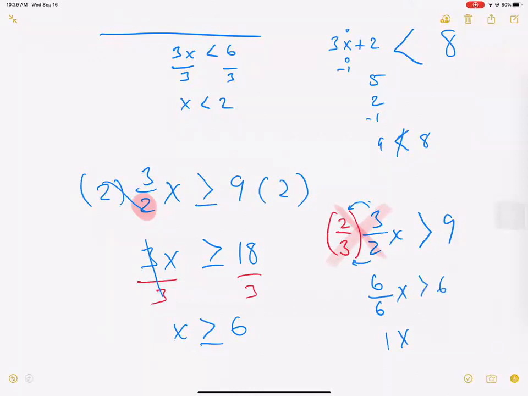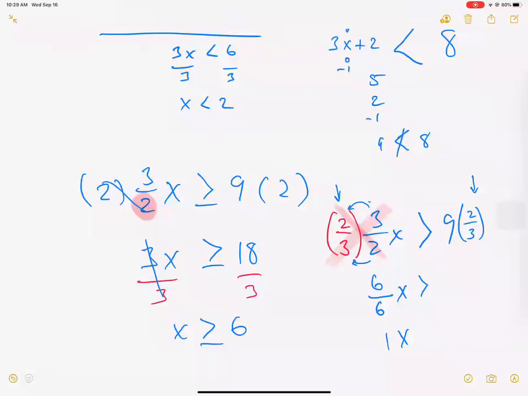Greater than 6, so greater than 9, I don't know, greater than 9. Whoops. On the right side, I made a mistake. I don't know why I did that. You have to copy the operation that you do on the left side to the right side because that's equal, that's fair. If I multiply one side of the equal sign by 2 over 3, I have to multiply the other side by 2 over 3 also.